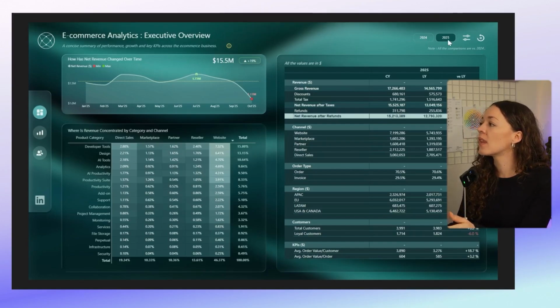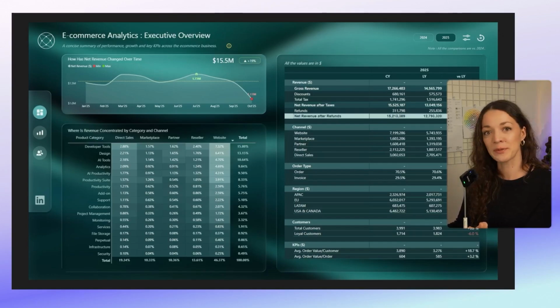Filter buttons, nice, great, well done. Reset button, again, well done. So yeah, that's it for this page.